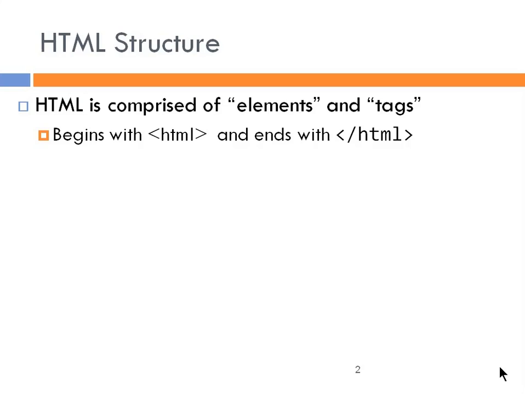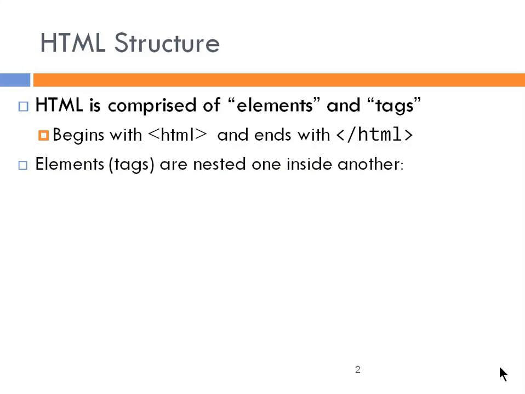The basic structure of HTML begins with the html tag. You can see html in angular brackets, and it ends with /html. So this html tag is the basic root element or tag in which we write the whole HTML program. Please keep this in mind. You can make notes as we are moving forward, so please write the important points that you feel.